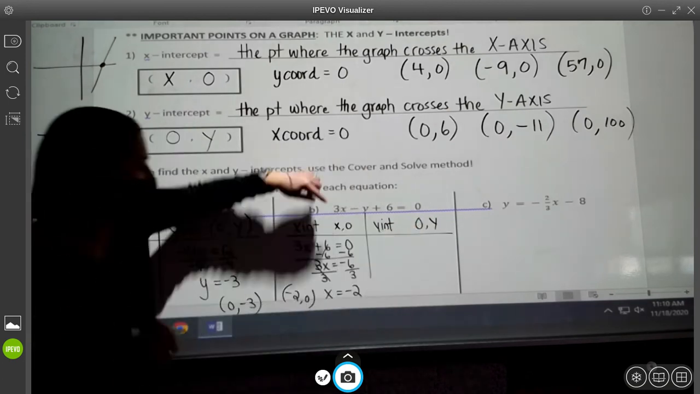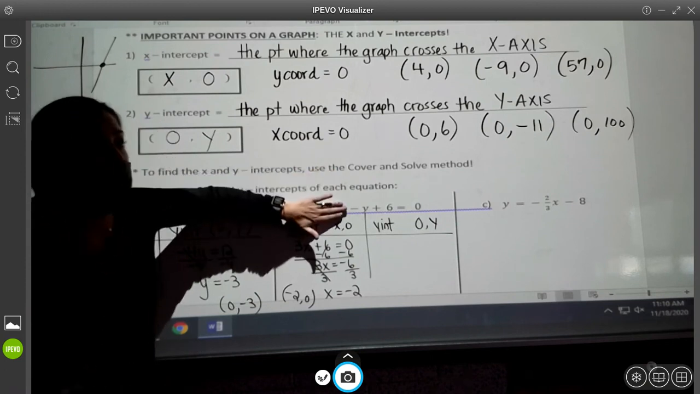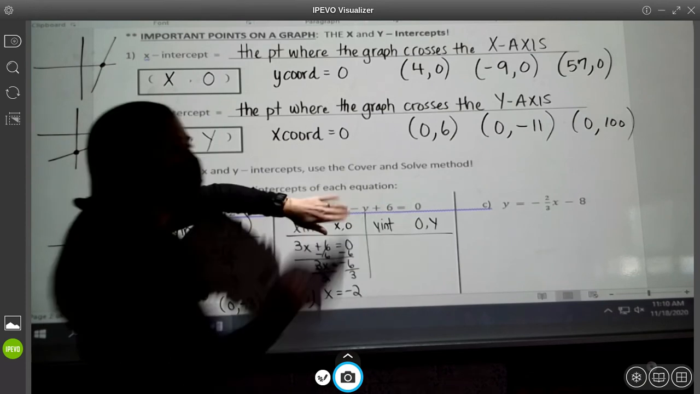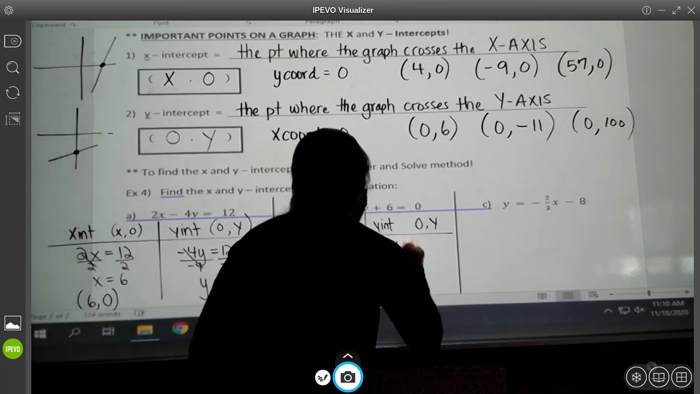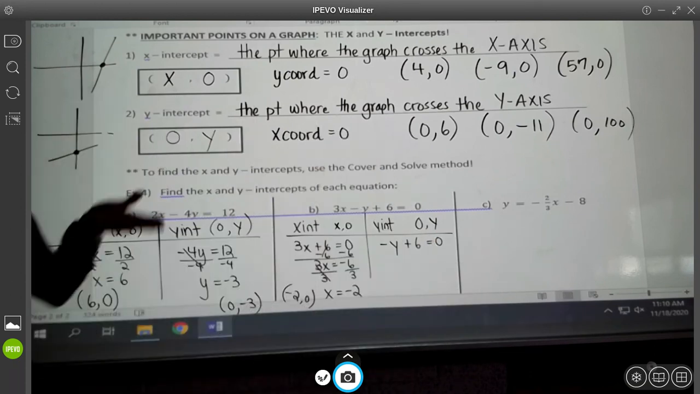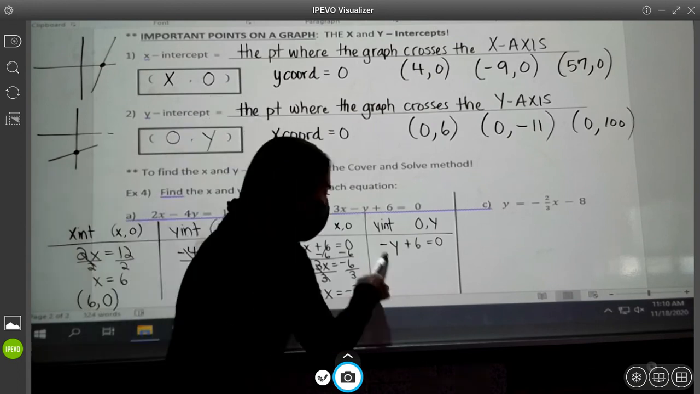And now you could minus 6 and divide by negative 1. I'm going to get a little crazy and live on the edge. I'm going to add y to the other side. And then I find out that y is 6. And your y-intercept is 6. So 0, 6 would be the ordered pair.